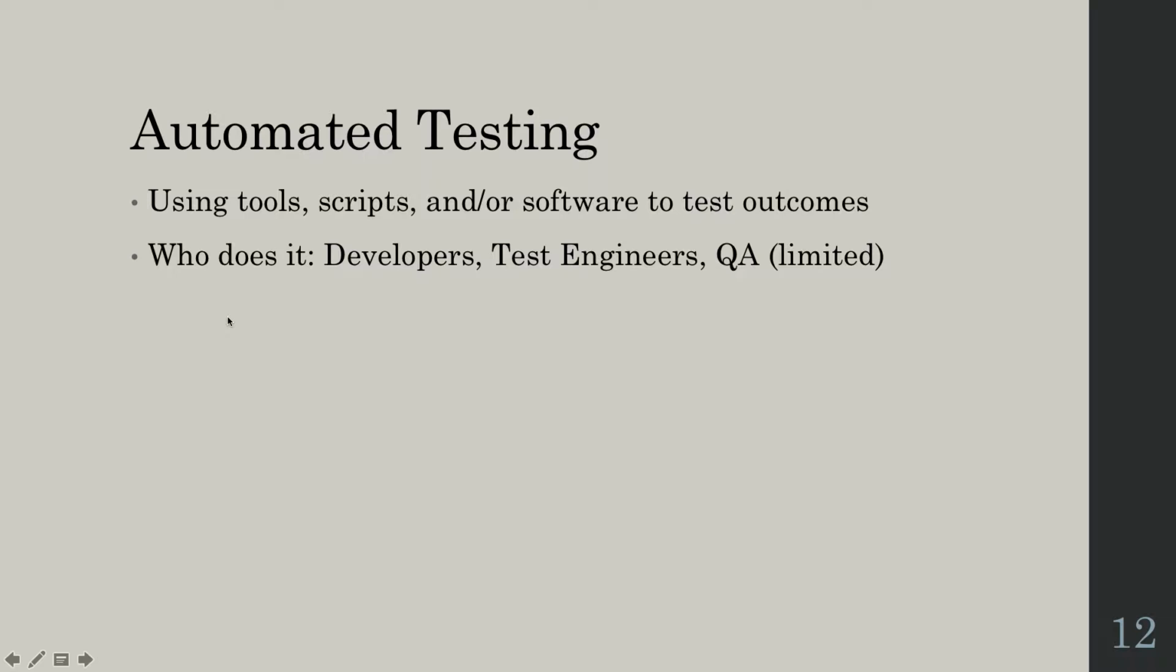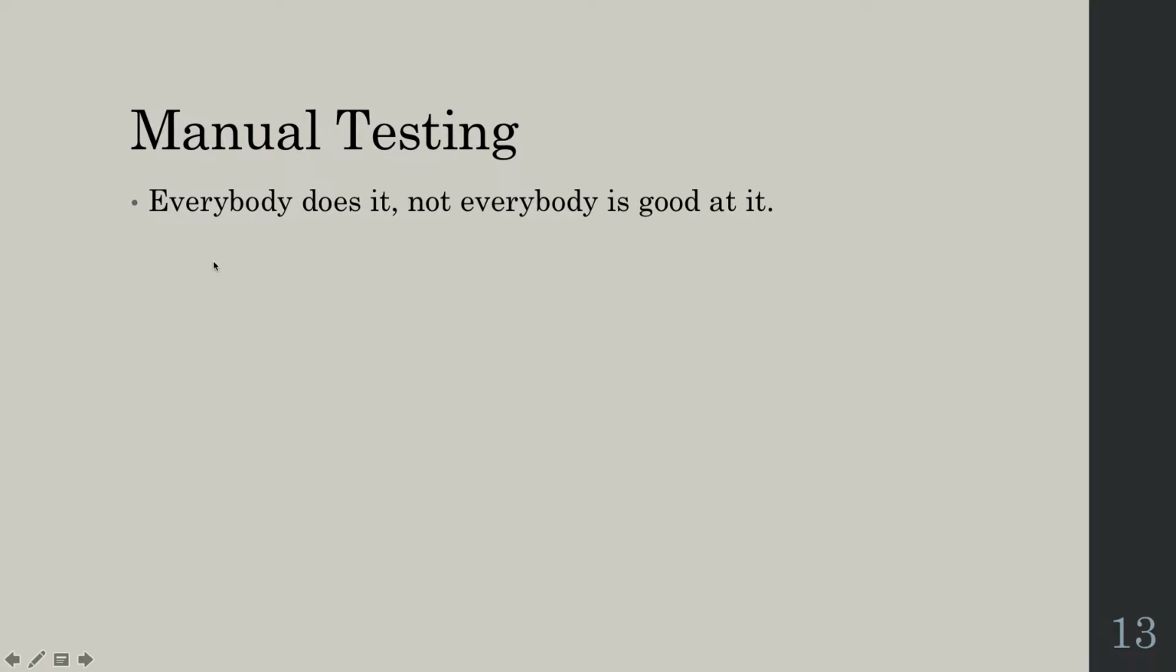Okay, so we'll get into what is automated testing. It's a huge subset of different things done different ways. You use tools, scripts, and/or software to test outcomes, see if things are working, see if you broke something. And developers and test engineers, and in a limited way, QA, do these kinds of tasks. And manual testing, that one's pretty easy too. Everybody does it, not everyone's good at it.